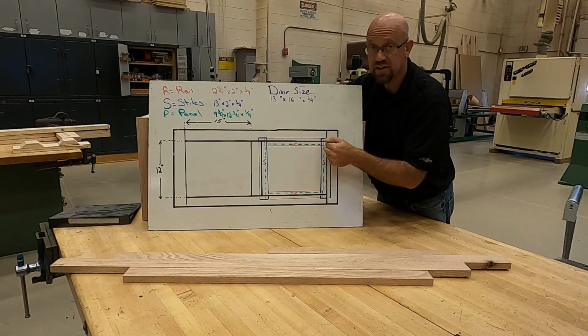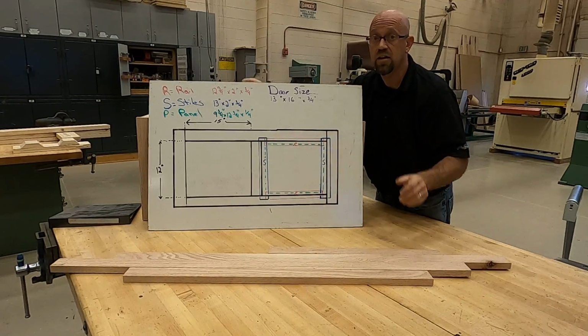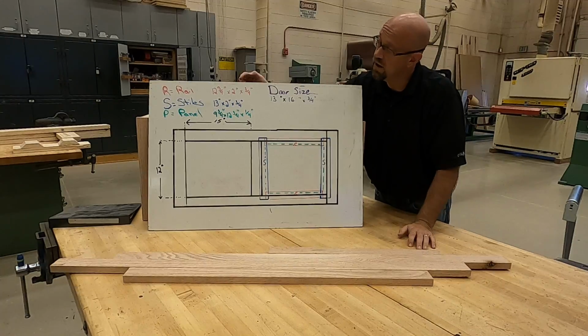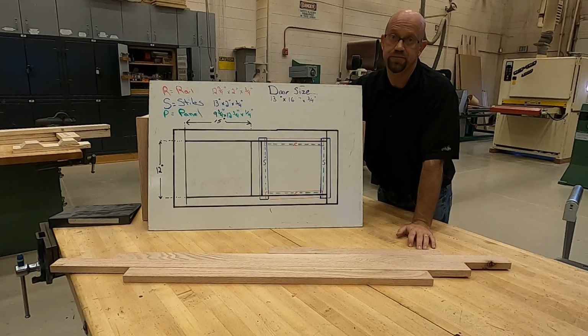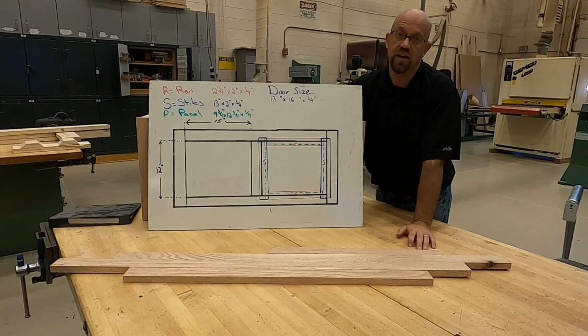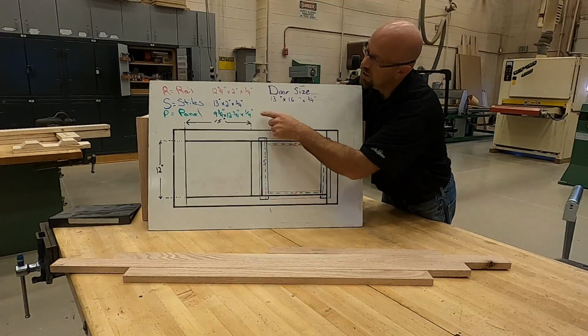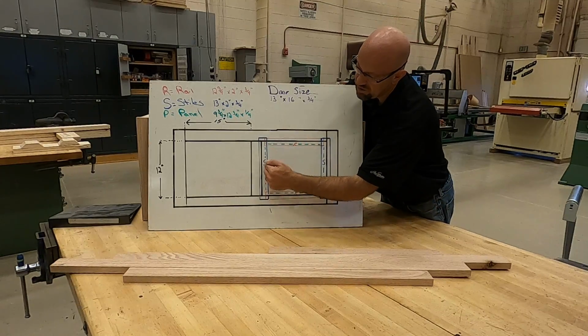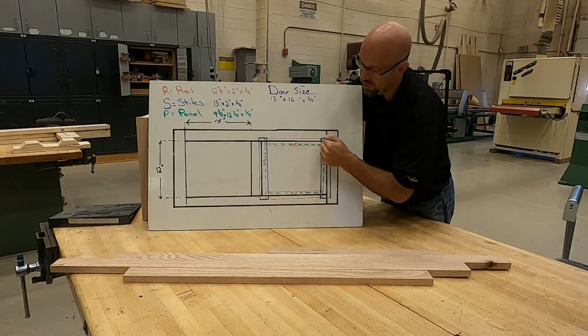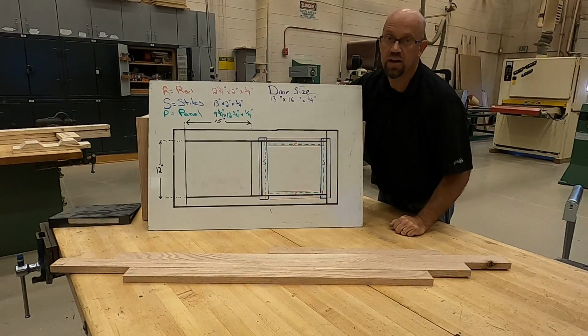Now we have to have 3/8 on either side for the locking into the groove with the tenon. That's how you get 12 3/4. So that's how you get that. Okay? Then the panel sits inside that 3/8 inch groove on the inside of this.